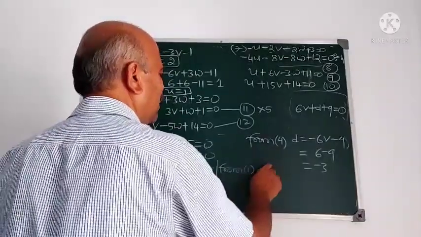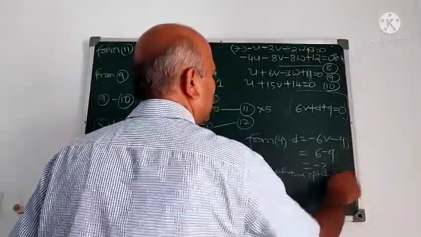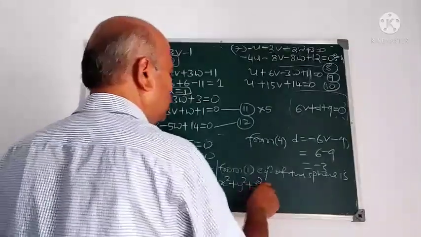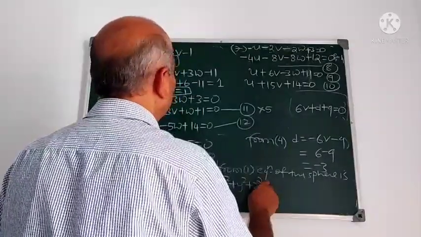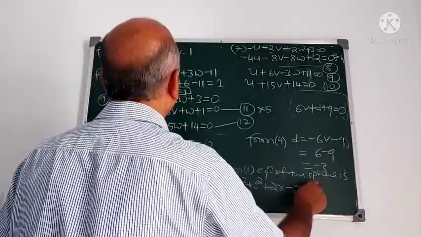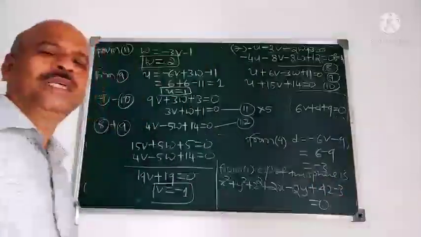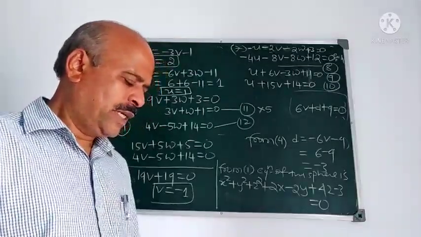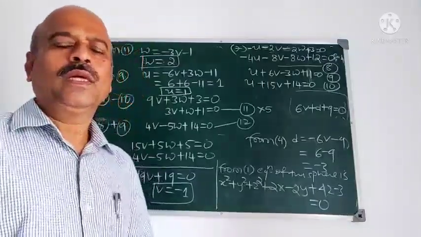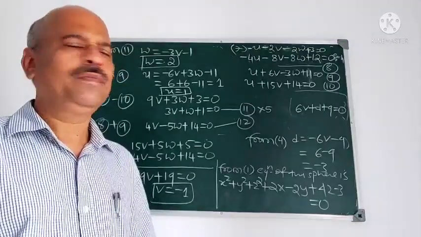Substituting in 1, the equation of this sphere is x square plus y square plus z square plus 2ux, what is u? 1, plus 2x, 2vy minus 2y, 2wz 4z minus 3 is 0. This is the equation: x square plus y square plus z square plus 2x minus 2y plus 4z minus 3 is 0. So this type of problem is important. For 5 marks you can expect this type of problem.